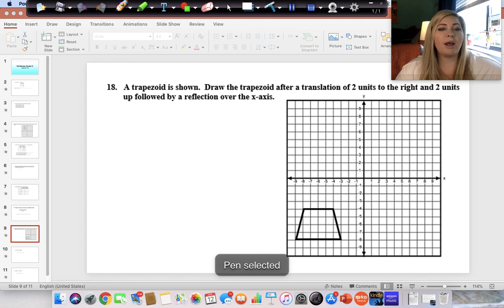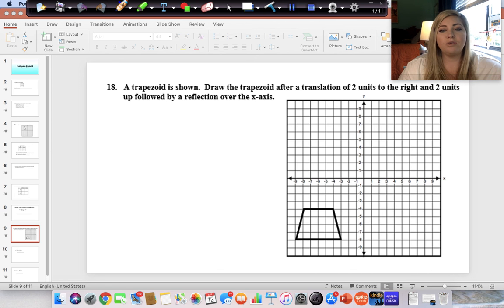Okay, it says a trapezoid is shown. Draw the trapezoid after a translation. Remember, translation is just a slide of 2 units to the right and 2 units up, followed by a reflection over the x-axis. So 2 units to the right and 2 units up. So this point is going to go 1, 2 units to the right and 1, 2 units up. And then it's going to be reflected over the x-axis.